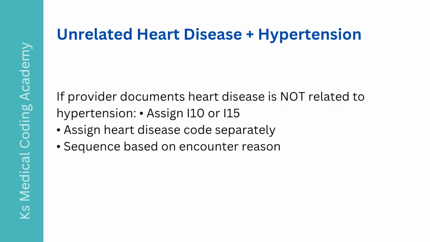Unrelated heart disease plus hypertension. If the provider documents that the heart disease is not related to hypertension, assign I10 or I15 for hypertension. Assign the heart disease code separately. Sequencing depends on the reason for the encounter. Documentation always overrides assumptions.